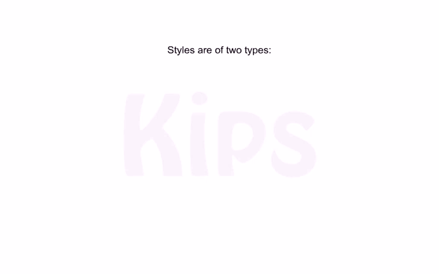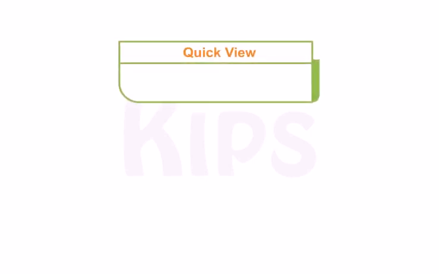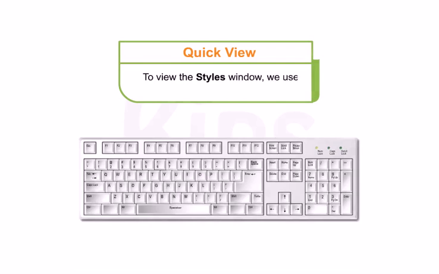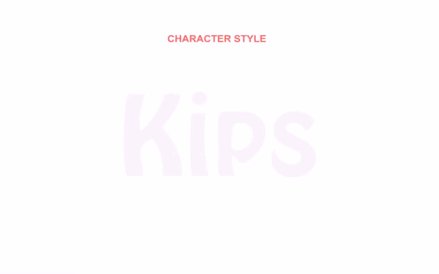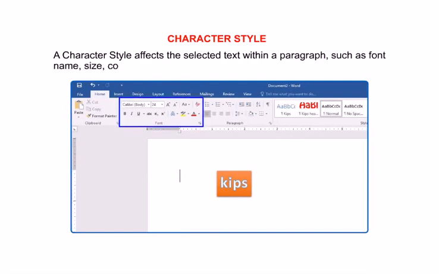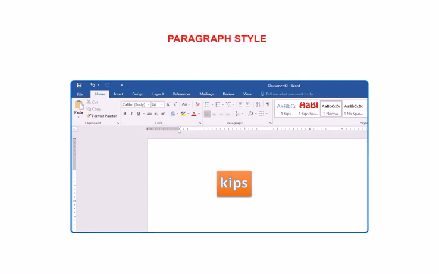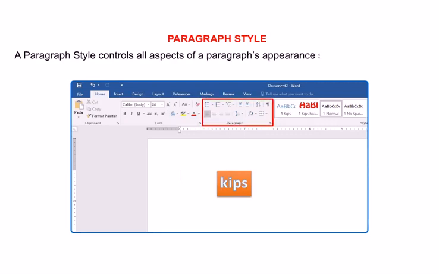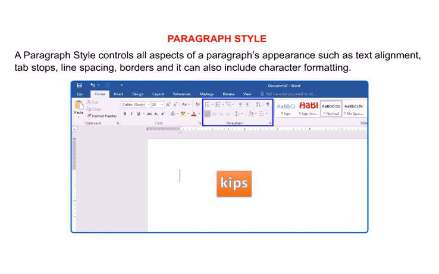Styles are of 2 types. Students, let's take a quick view. To view the Styles task pane, use the Alt plus Ctrl plus Shift plus S key combination. Character style: a character style affects the selected text within a paragraph, such as font name, size, color, bold, underline, borders, and shading. Paragraph style: a paragraph style controls all aspects of a paragraph's appearance, such as text alignment, tab stops, line spacing, borders, and it can also include character formatting.